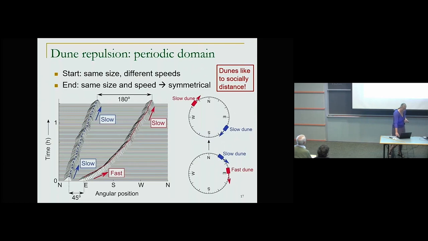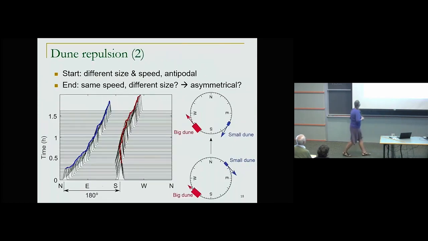Now we can bring in two dunes of different size. So we have a small dune and a big dune, which are 180 degrees apart. Obviously, this big dune creates a lot of turbulence and a lot of fluctuations that will impact the small dune in a different way than the small dune will impact the big dune. So they slowly come together.